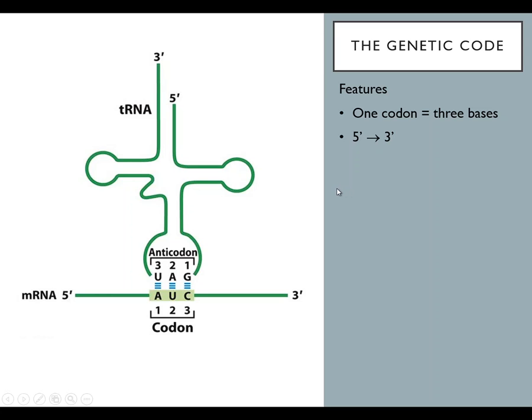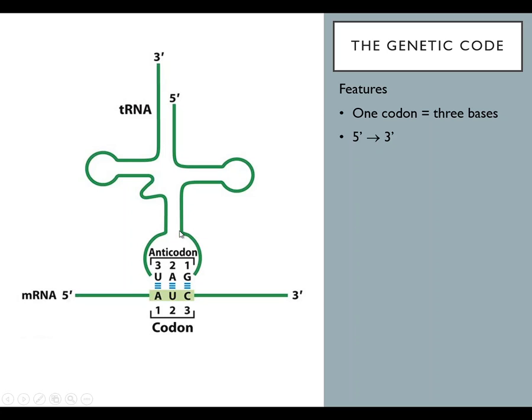The genetic code is read in the 5' to 3' direction, so that refers to the orientation of the mRNA. So the mRNA is synthesized, remember, in the 5' to 3' direction. So the 5' end of an mRNA is the first part of the mRNA to get made, and the 3' end is made last. And the synthesis of proteins starts at the 5' end and goes to the 3' end. We'll talk about that later, but this is the direction that the code is read.